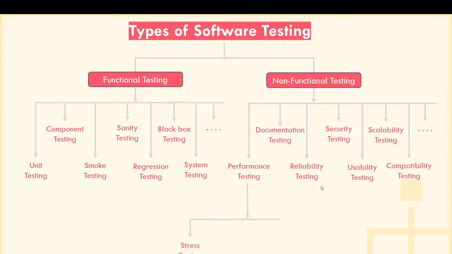When you go a little deeper into performance testing, there are subtypes like stress testing and load testing. In an interview, they may ask: what is the difference between stress testing and load testing? Functional testing types, such as unit testing, component testing, smoke testing, and sanity testing, focus on what the system should do, like the login scenario and WhatsApp notification example I told you earlier. Likewise, the types of non-functional testing are performance, documentation, reliability, and so on.